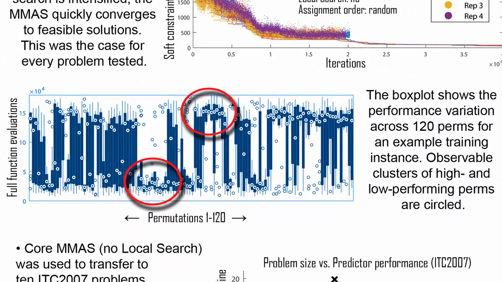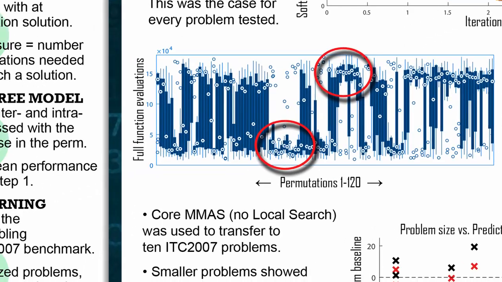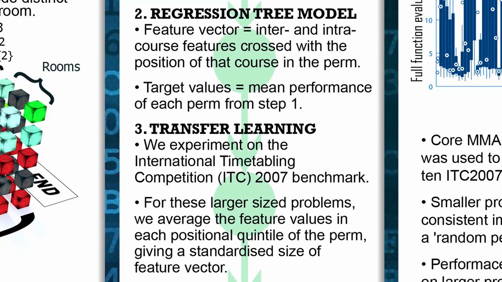A key result shown in the box plot is that permutation does make a difference. We observe variation as well as clusters of high and low performance depending on the ordering. In step 2 then, we train a set of regression models on these outputs and then attempt to transfer to the larger benchmark. This involves a mapping that averages the feature values over each quintile of the larger size problem perm, thereby giving us a standardized size of feature vector regardless of the number of courses.